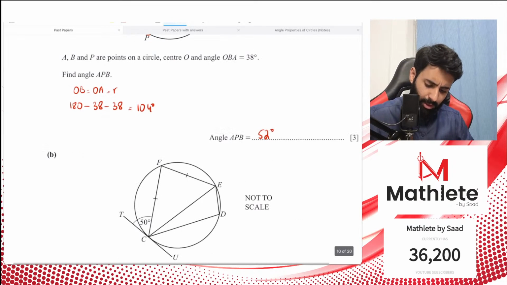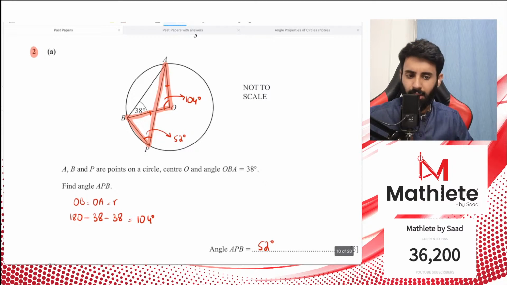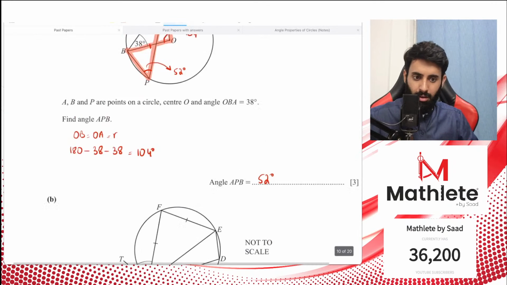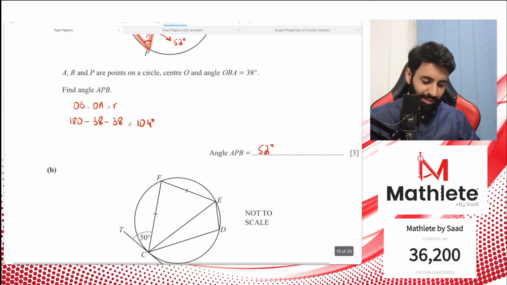To be honest, I don't know why I marked this red. It's not that difficult. Okay, no, not alternate angles, Abdullah. Okay, good thing you've deleted that.